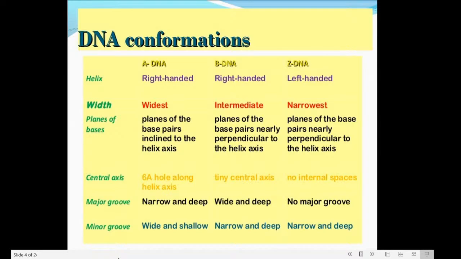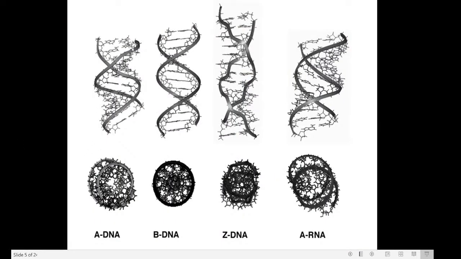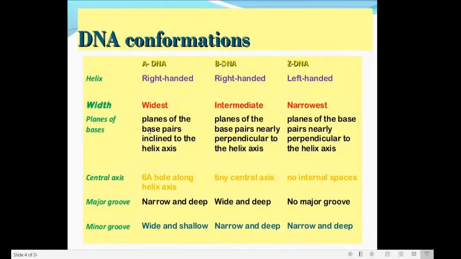Then major grooves: narrow and deep major grooves. Here you can see the narrow and deep major grooves. It's a basic thing. Then the minor grooves are wide and shallow. It's a very, very important thing. In the A form the major grooves are narrow and deep, minor are wide and shallow. And in the B form of DNA, it has a wide and deep major groove, and the minor is narrow and deep. This is very, very important because comparison questions are there.